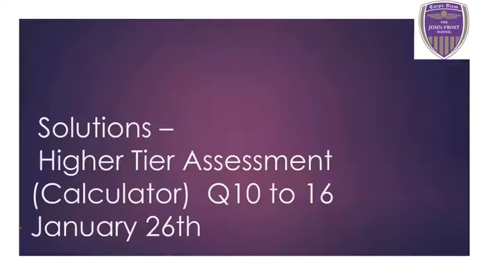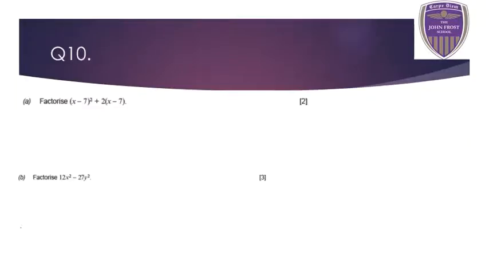So I'm going to go over the questions for the second part of the paper, starting on question 10. Okay, so for question 10, the first one is factorize. And we know that with factorizing, we need to put brackets in, but there are brackets there to begin with. So the first thing you have to do is expand it and put together what we've got.